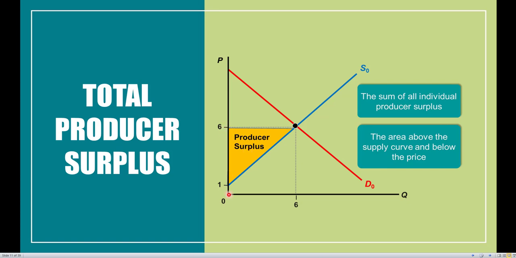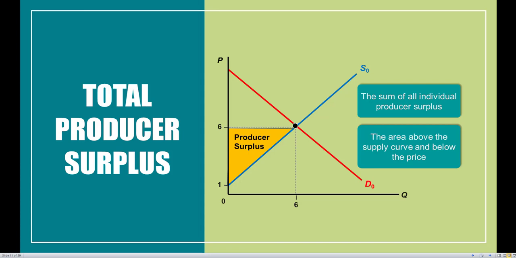So this bottom triangle right here is going to be denoted as our producer surplus. The big triangle on top is consumer surplus. The big triangle on the bottom is going to be the producer surplus. And this is going to be pretty easy because we are taking a look at things in equilibrium, the single intersection point, but we'll make things a little bit more complex as the chapter goes along.